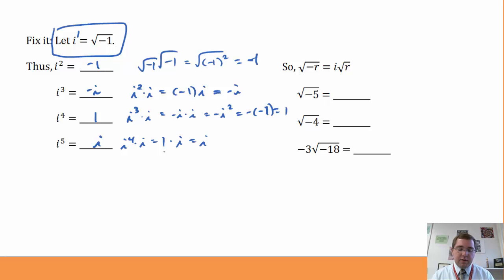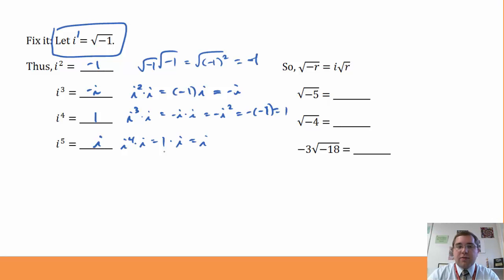i squared is negative 1. i to the sixth is also negative 1. i to the third is negative i. i to the seventh is also negative i. i to the fourth is 1. i to the eighth is also 1. It repeats that same pattern of 4 numbers: i, negative 1, negative i, 1. That's cool.